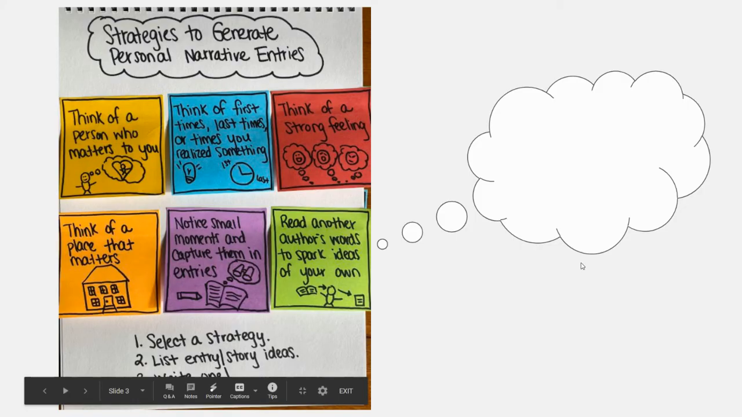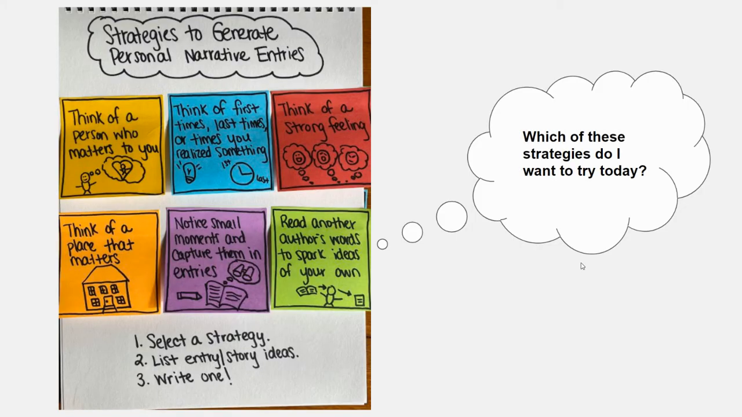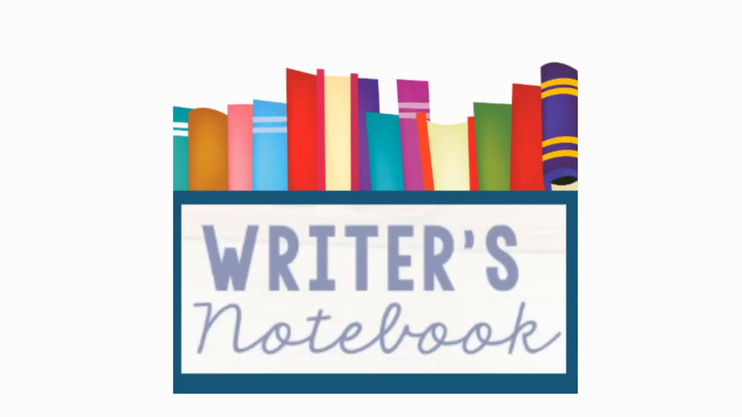Okay. So, the first thing that I want to ask myself is, which of these strategies do I want to try today? And I've already thought about this, and I really could pick any of them. I think I would be okay with picking any of these, but I'm going to try this one: read another author's words to spark ideas of my own. Okay, so I need to go into my writer's notebook.